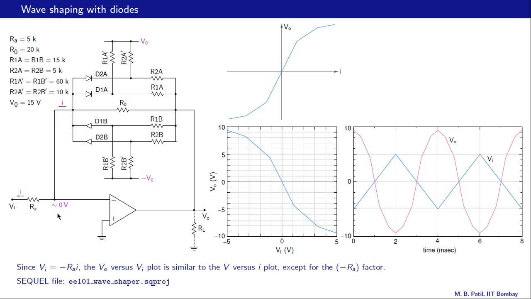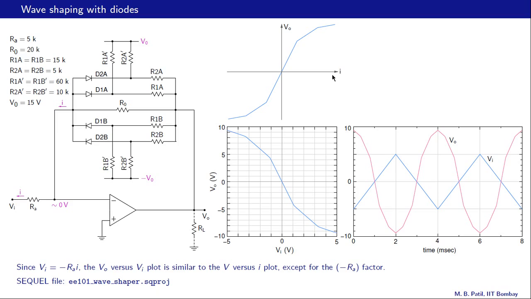And as we have seen before, the relationship between this voltage and the current is given by that curve. And what is this voltage in this circuit? It is the same as VO. So now we know the relationship between VO and I.